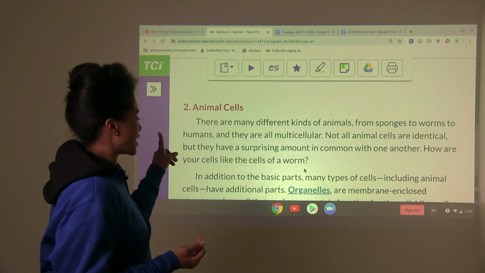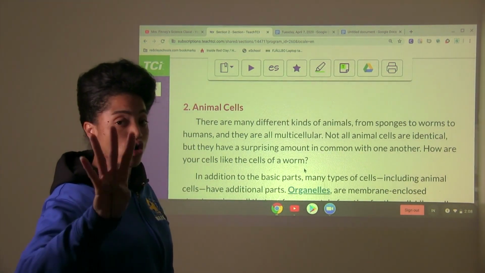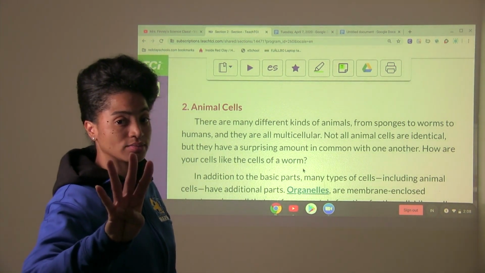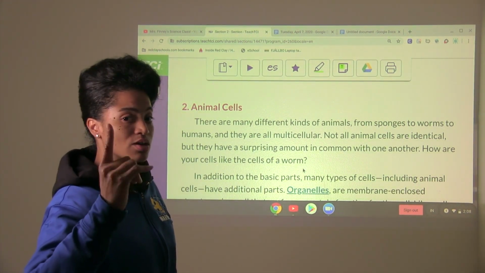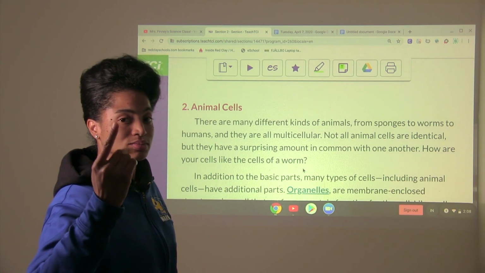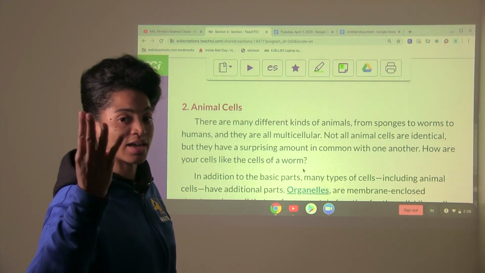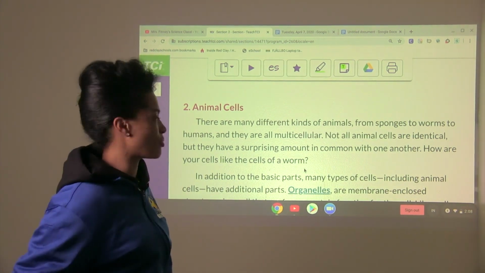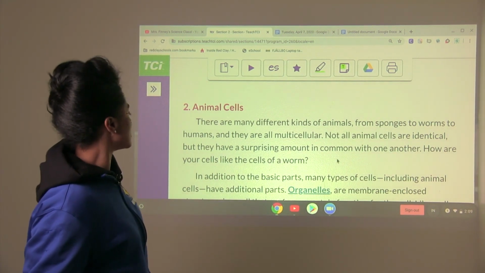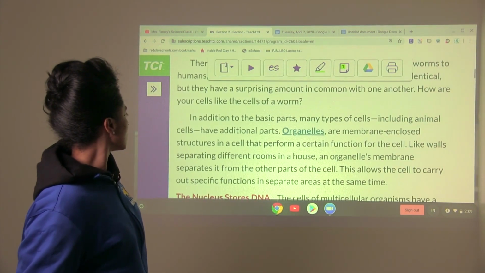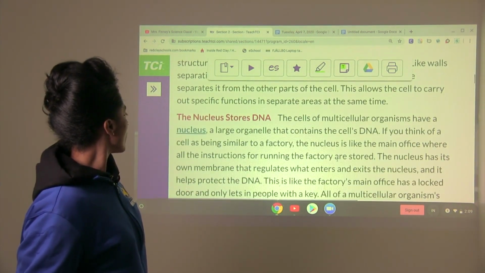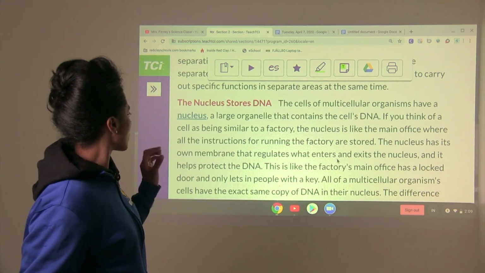So we know that they have the 4 parts that all cells have, which are what? Ribosome, cytoplasm, DNA, cell membrane, right? We have those definitely. And today we added more information because we're talking about animal cells.